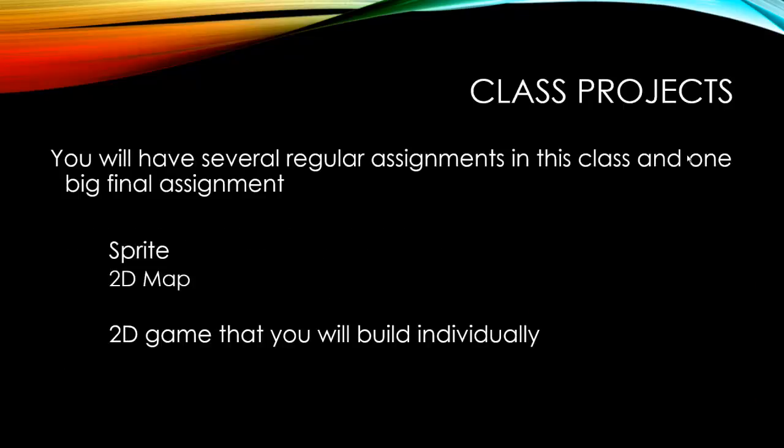All right, so in the class projects, you're going to have several assigned out through the class. The first two are going to be, you're going to have to make your own sprite character, and you're going to make a 2D map in a program called Tiled. And then the big project that you're going to submit for your final is going to be the 2D game that we all build individually, that we follow along through the book.